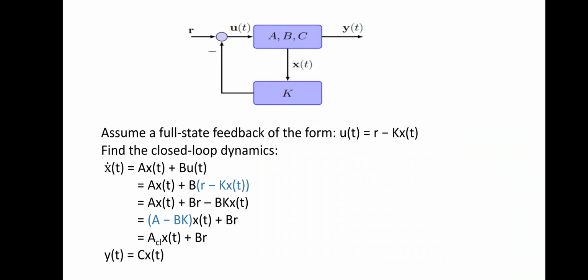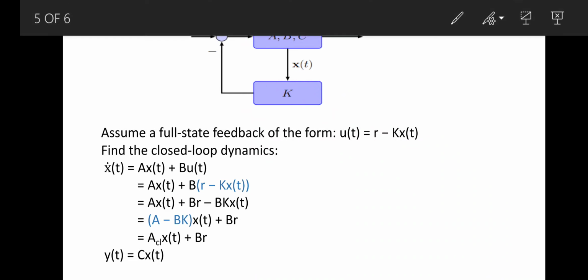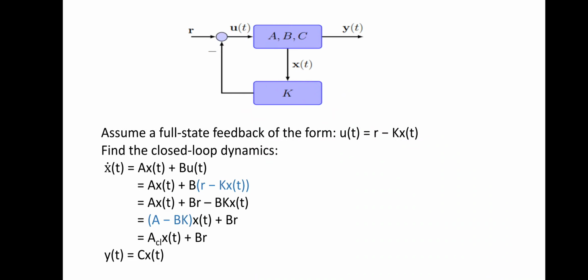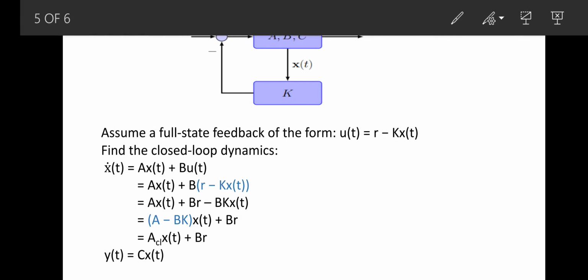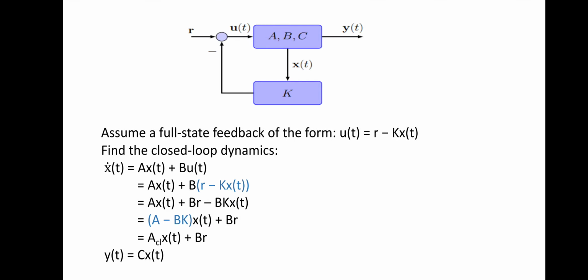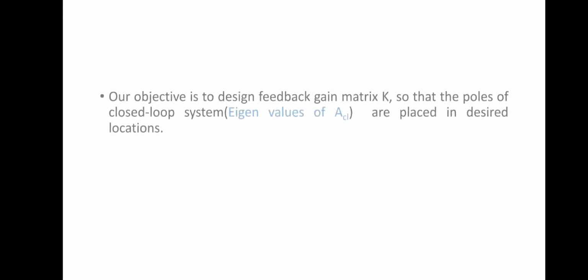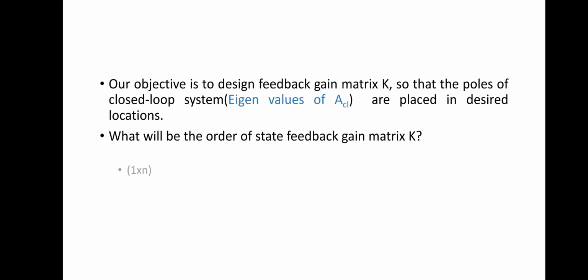If you see in this block diagram, the R will be a scalar, so the feedback also has to be a scalar value. We know that x of t is an n cross 1 matrix. So if K is a 1 cross n matrix, then K into x of t will become a scalar.